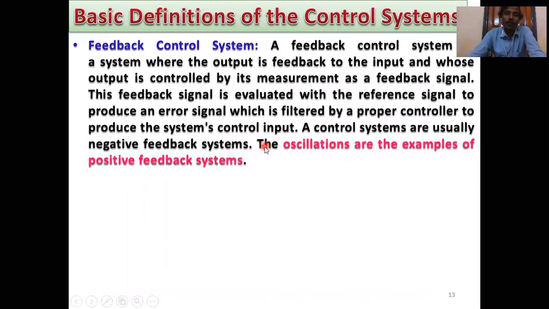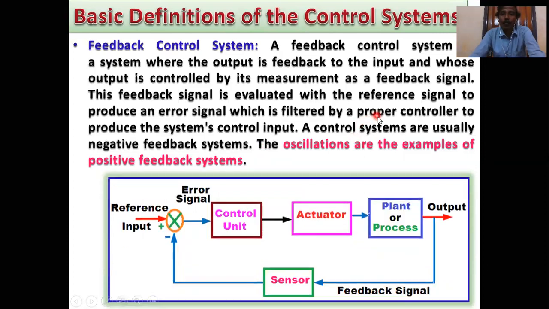And again, feedback control systems, that means closed loop control systems. A feedback control system is a system where the output is fed back to the input and whose output is controlled by its measurement as a feedback signal. This feedback signal is compared with a reference signal to produce an error signal, which is filtered by a proper controller to produce the system's control input. Control systems are usually negative feedback systems. Oscillations are examples of positive feedback systems.